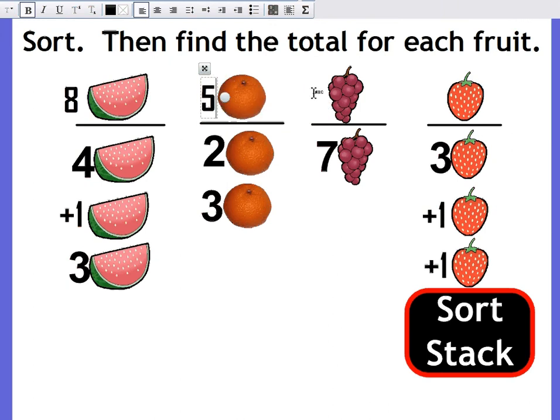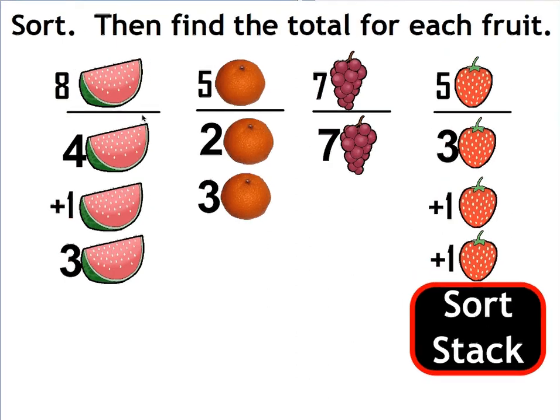I only have 7 grapes, and so I don't need to add anything else, so I just keep it 7. And let's see, how many strawberries do I have? I have 3, 4, 5. So a total of, if I can write it, you guessed it, 5. Alright. So again, that's a super simple idea, and so you would write your expression as 8 watermelons plus 5 oranges plus 7 grapes plus 5 strawberries. Let's try another one.